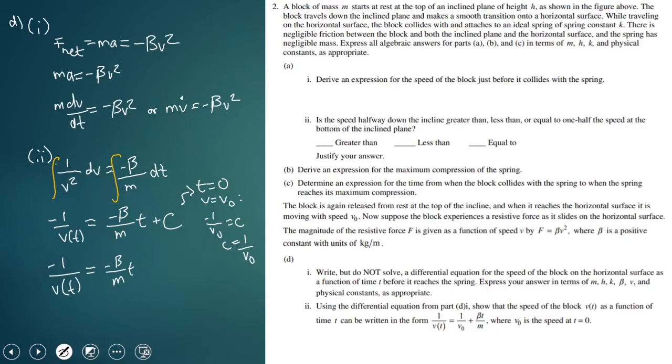And then, sorry, this would be negative 1 over v naught, not positive. Negative 1 over v naught. And so we get negative 1 over v naught. And thus I can solve by saying 1 over v at t, just by flipping the signs and everything, is equal to 1 over v naught plus beta times t over m.